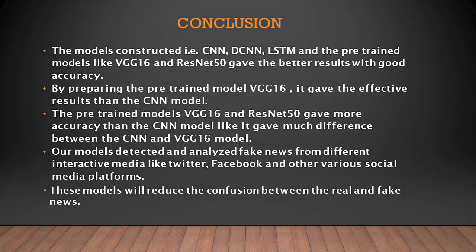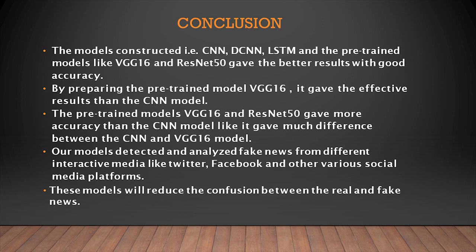After that, we came to the conclusion. As we can say, the models constructed, that is CNN (convolutional neural network), deep CNN, long short-term memory (LSTM), and the pre-trained models like VGG16 and ResNet, gave us better results with good accuracy. By using a pre-trained model like VGG16, it gave more effective results than the convolutional neural network because of the accuracy and the hyperparameter tuning in the VGG16 pre-trained model.